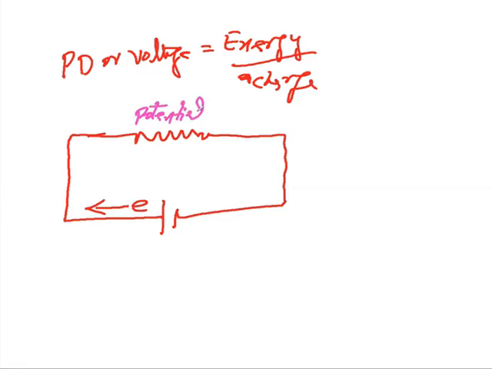That's why you need to connect the voltmeter in parallel. That is the potential drop. If you want to calculate the voltage across this component, you will connect a voltmeter in parallel with it. If there is a potential drop in any component, you can call that component a passive component.